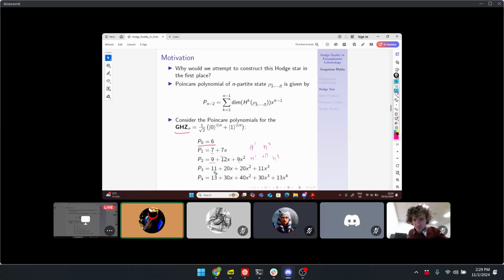So we have H1 is 11 for the 5-partite case, H2 is 20, H3 is 20. But basically what you can see is that these polynomials are all symmetric. And so now you start to think, well, is that a coincidence? As we'll see maybe in Ishan's talk, we checked lots of these polynomials in code, and for any state that we would input, the Poincare polynomials would always be symmetric.